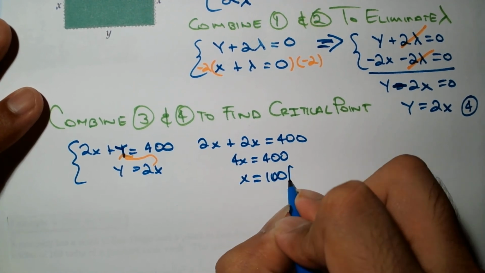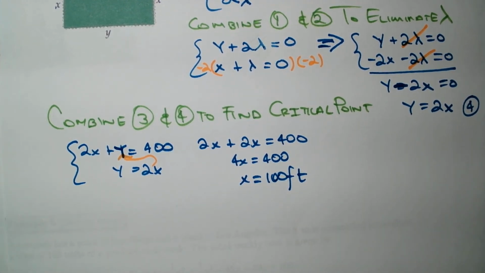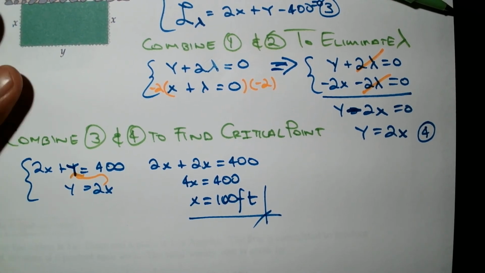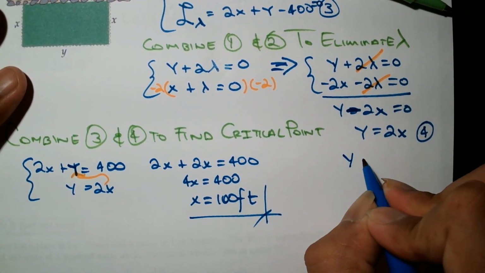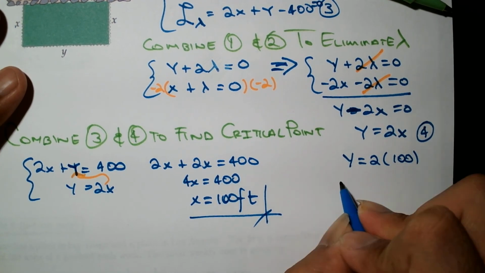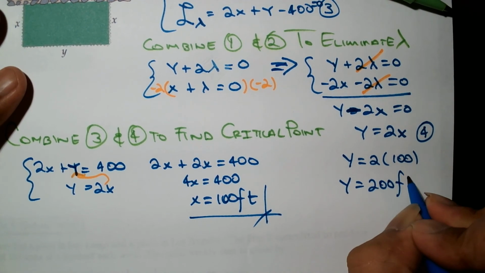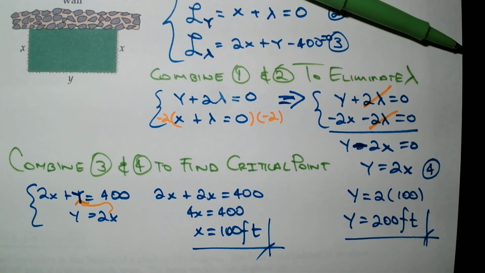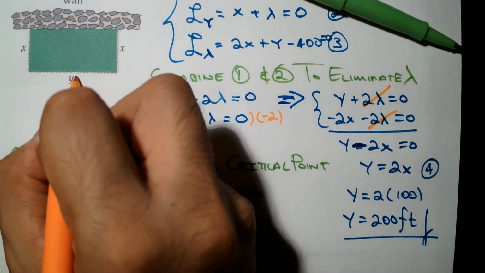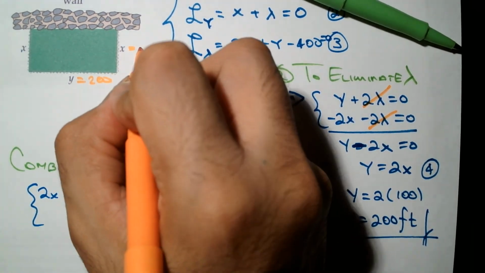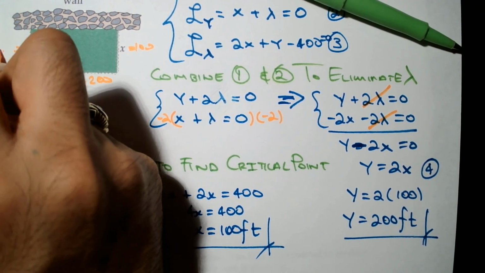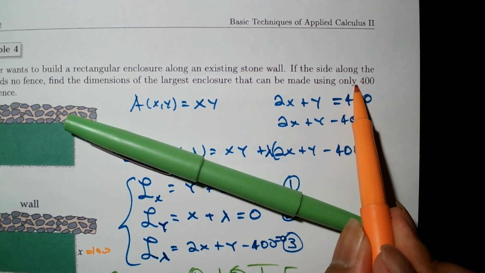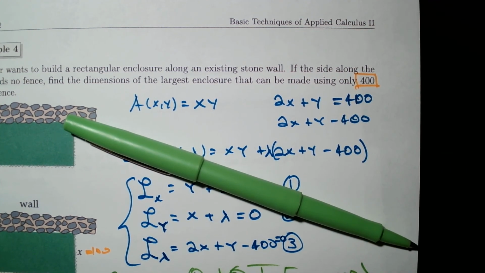In this case, because we have some context going on, which is dimensions of a rectangular area, we're going to use the fourth equation to find y. 2 times 100, so y equals 200 feet. Now let's go back to our picture to check our work. So this will be y equals 200, x equals 100, and another 100. 100 plus 200 is 300, plus 100 is 400. All right.